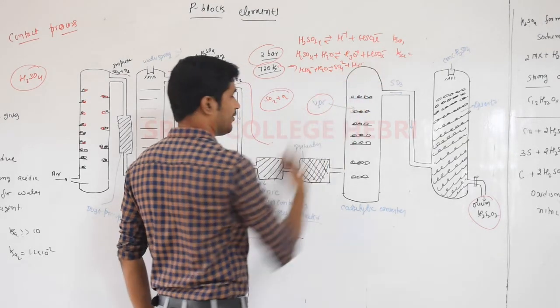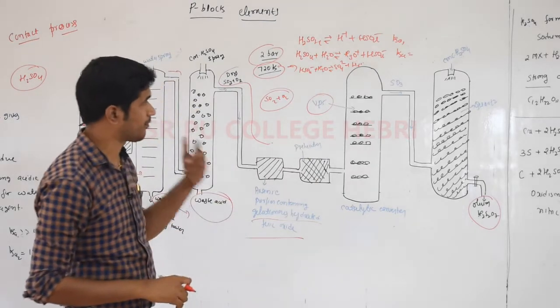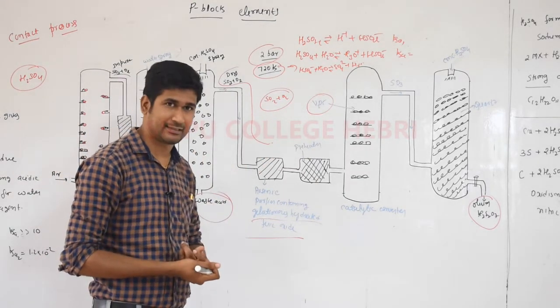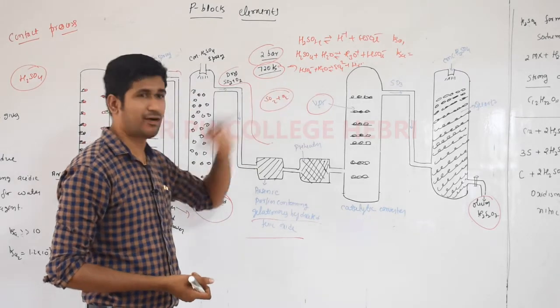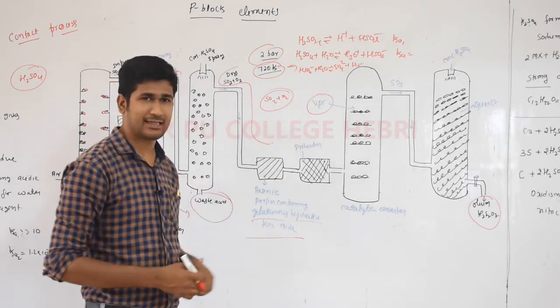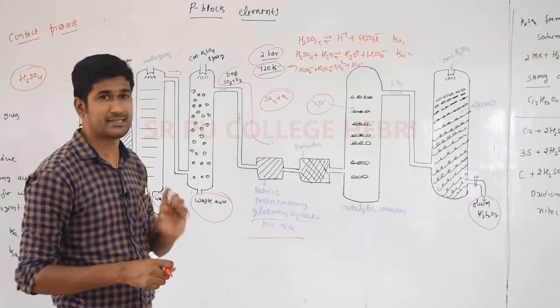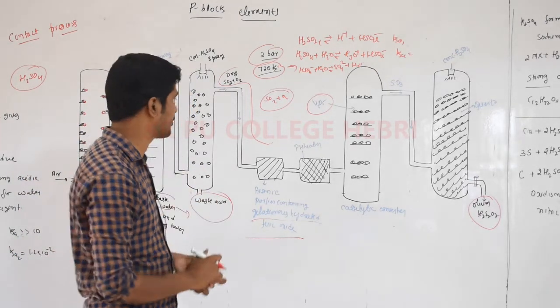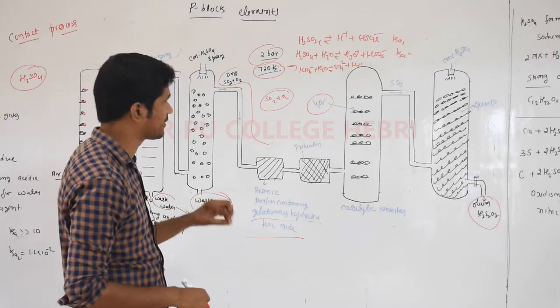Here Ka value is less than 10. It's 1.2 into the power of minus 10, or close to 1.2. Understood? So it is a strong acid, that's all. Since a dibasic acid is a strong acid, it's an oxidizing agent as well as a dehydrating agent. It is both an oxidizing agent and a dehydrating agent.